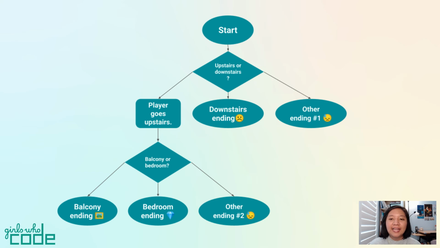Instead of Python reading every line from top to bottom, we want to run a specific chunk of code based on a specific event or type of input. For example, if the reader decides to go upstairs, the program will never read the code that happens if they had chosen downstairs and vice versa.